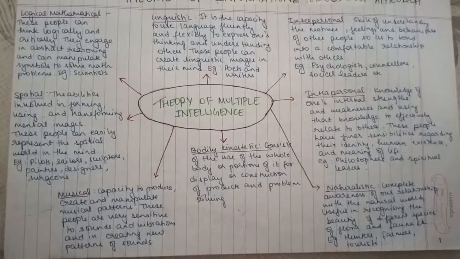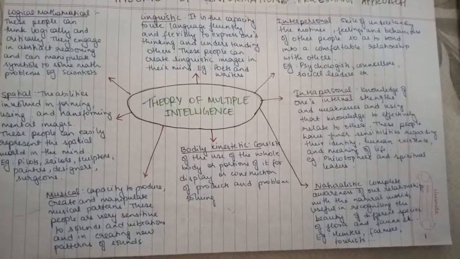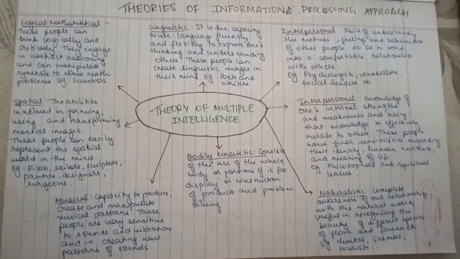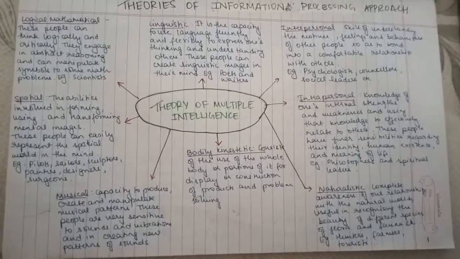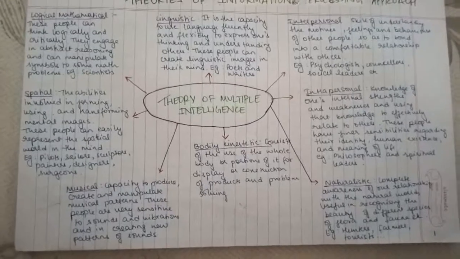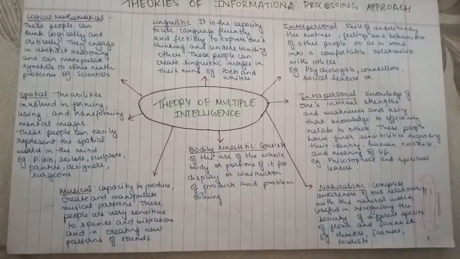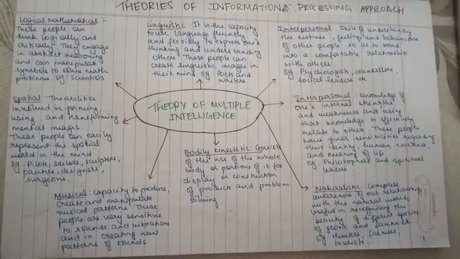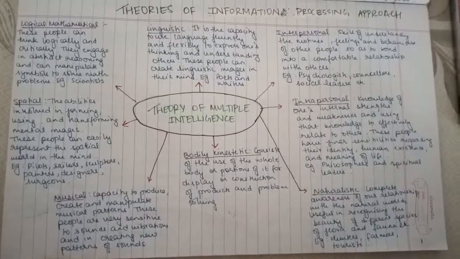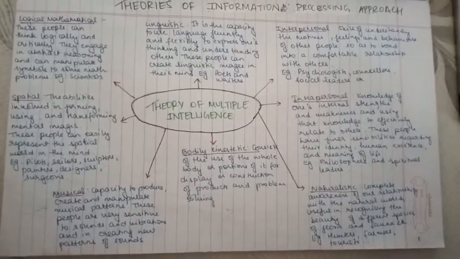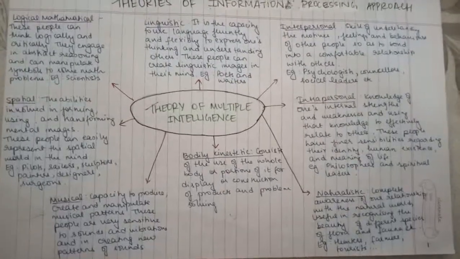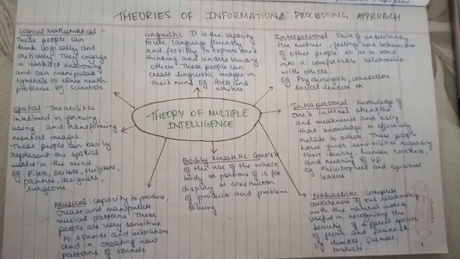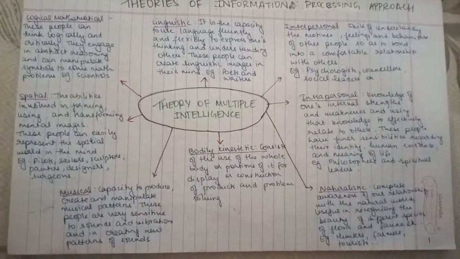Then comes bodily kinesthetic. Consists of the use of the whole body or portions of it for display or construction of products and problem solving. Now, what is bodily kinesthetic? Kinesthetic is something where you have to work, you have to run or use your legs, basically use your limbs. That is kinesthetic. So people like athletes have bodily kinesthetic intelligence. Athletes, runners, all these people you see in the Olympics, they all have bodily kinesthetic intelligence.